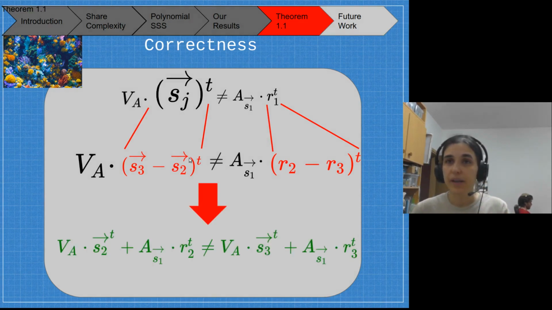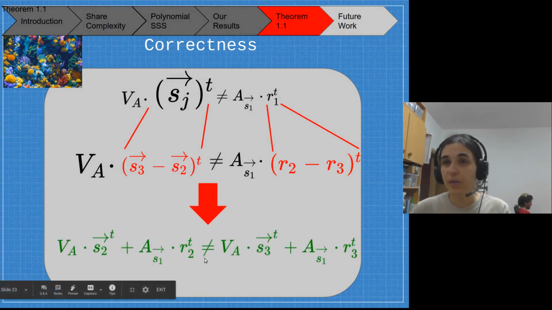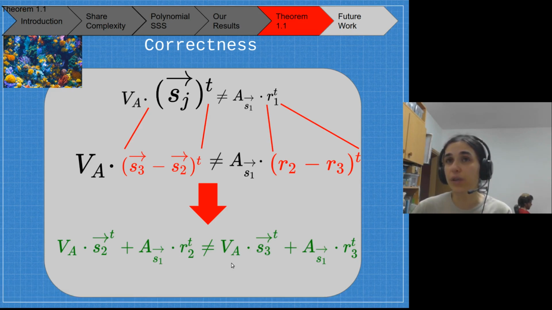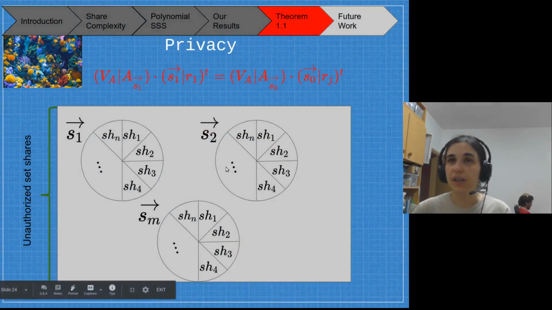Now, rearranging, we obtain this inequality for every pair of secrets S2 and S3, and every choice of randomness here and here. Note that this is a sharing of S2 according to the new scheme, and this is a sharing of S3 according to the new scheme, and this is exactly equivalent to the new scheme satisfying perfect correctness. Okay, let us move on to privacy.